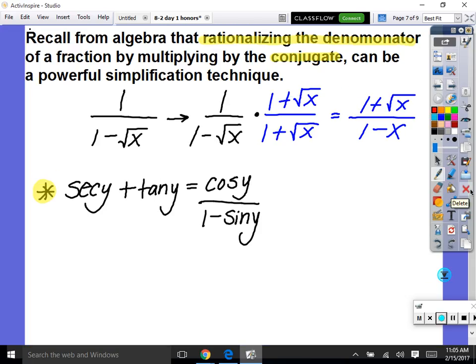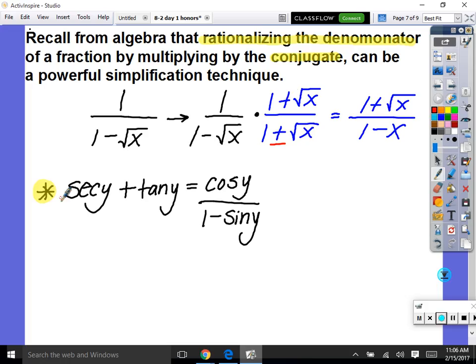So, recall from algebra that rationalizing the denominator of a fraction by multiplying by the conjugate can be a powerful simplification technique. So everybody look. If we have 1 over 1 minus the square root of x, we can take that and multiply by the conjugate, which is a change of sign in between, correct? So we multiply by 1 plus the square root of x to top and bottom, because then we're only multiplying by a fancy 1, correct? We're not changing the problem. And then it would simplify. So we're going to extend that idea to something like this, which you already know. This is what we learned yesterday.